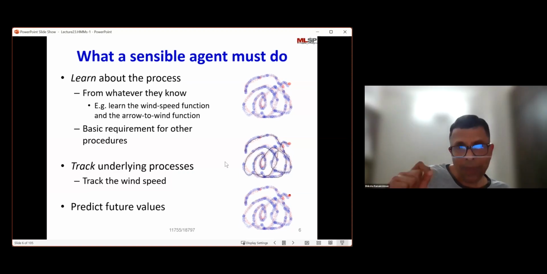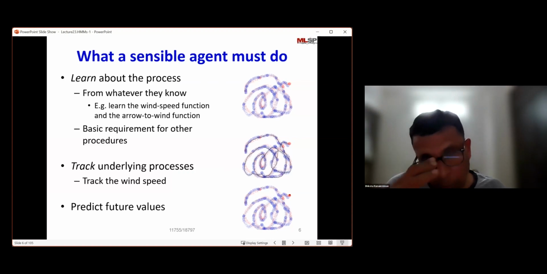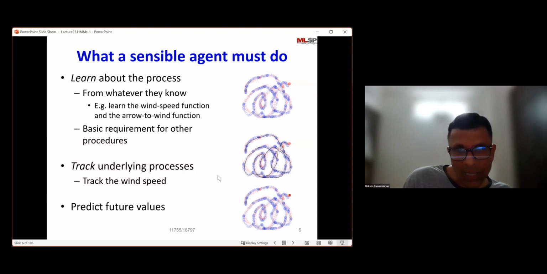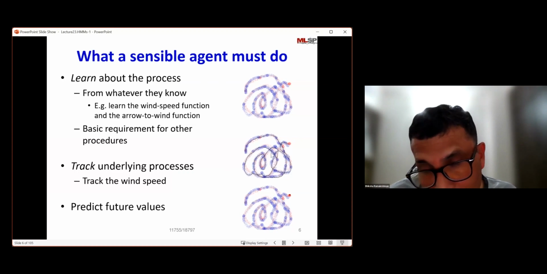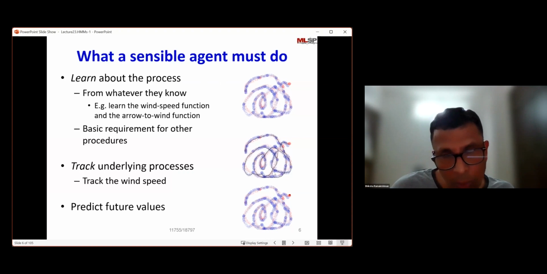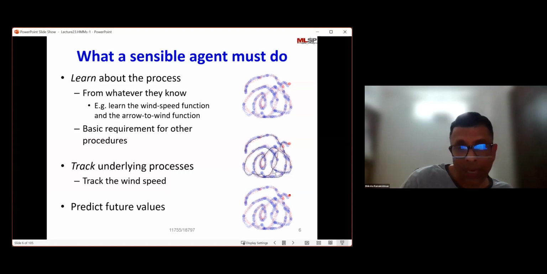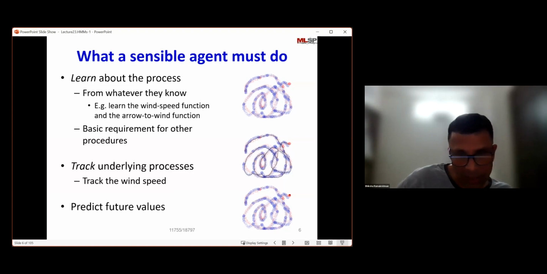So in the more generic setting, you're going to learn about both levels of the process, and then you want to track the underlying process. In our case, you want to track the wind speed, because that's the real interesting problem. And then if you want to predict future values, you can't just predict future values based on the current observations. The future values are dependent not on the sequence of observations, but on the wind speed, right? And so based on what you've learned about the underlying process, you can now predict the wind speed at the next time instant. And having predicted the wind speed at the next time instant, you can predict where the arrow is going to fall at the next time instant. So that's a two-step process. Does that make sense?